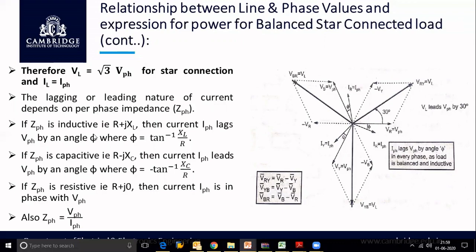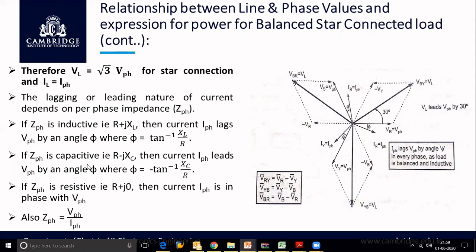Okay. If the load is inductive, then Z phase can be represented as R plus jXL, where R is the resistance and XL is the inductive reactance. In the case of an inductive load, the current, that is I phase, lags behind V phase by an angle phi, where phi is given as tan inverse of XL by R.